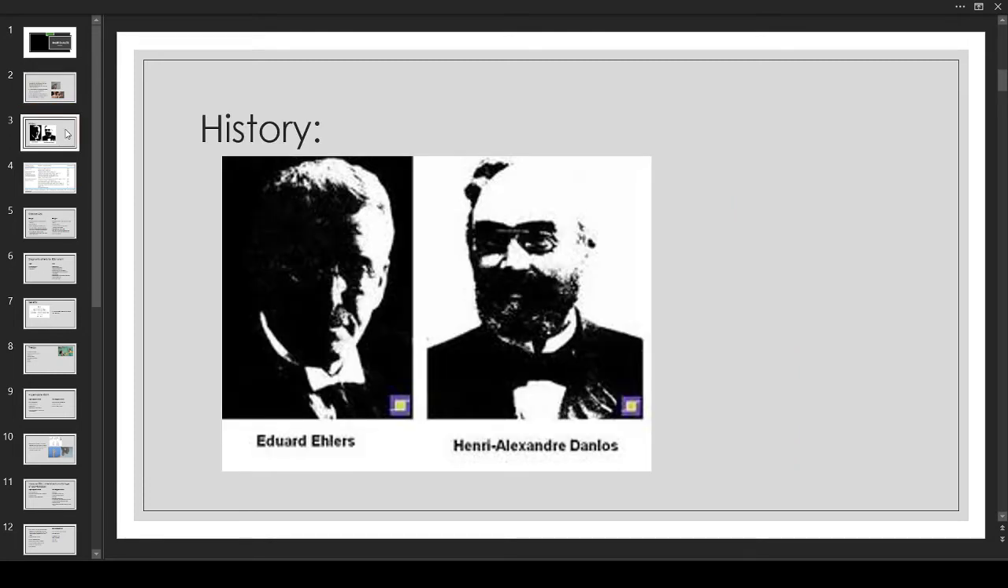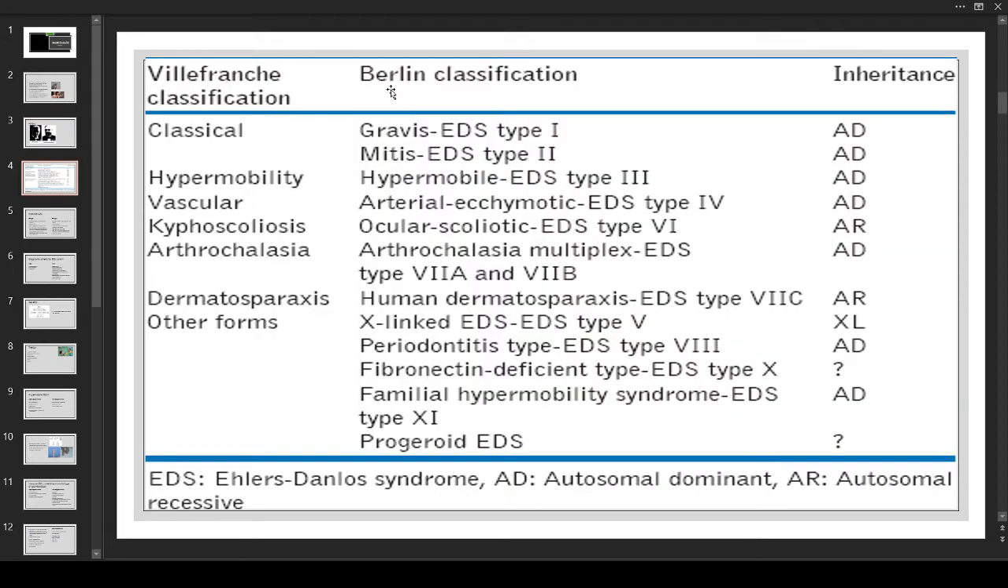It was first discovered and described by two doctors, Edward Ehlers and Henri Alexandre Danlos, who in the first decade of the previous century started having some patients come in who had these identical symptoms: extensibility, hypermobility, and so on. And on this slide, you may see that there are 13 subtypes to be exact.